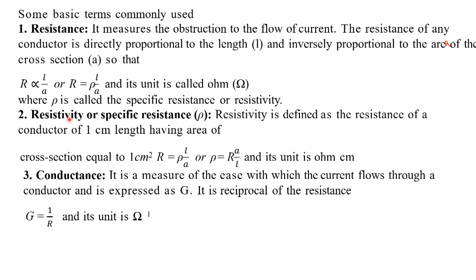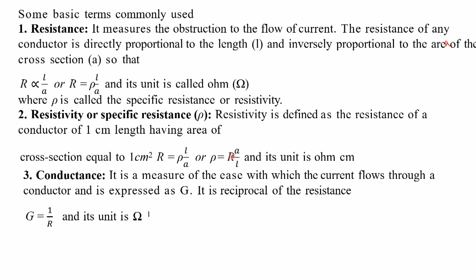Now, what is resistivity or specific resistance? Resistivity is defined as the resistance of a conductor of 1 centimeter length having area of cross section equal to 1 centimeter raised to the 2. So, when L is 1 centimeter and A is 1 centimeter square, the resistance is called the resistivity. Therefore, R is rho times L by A.